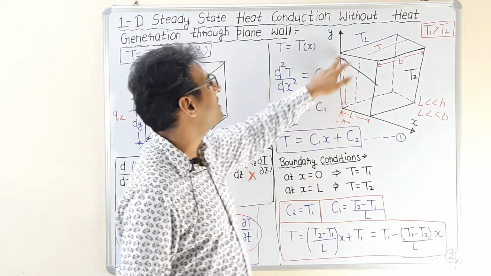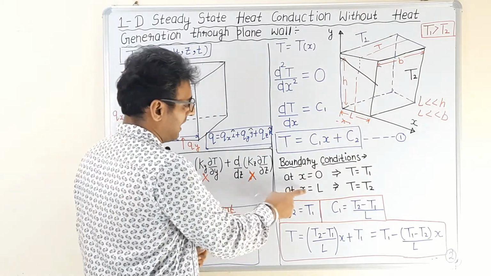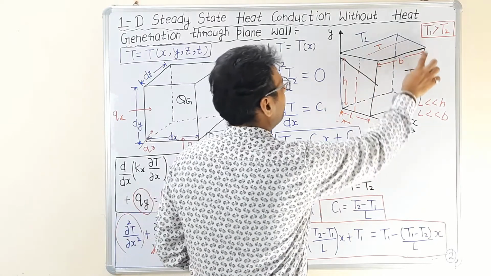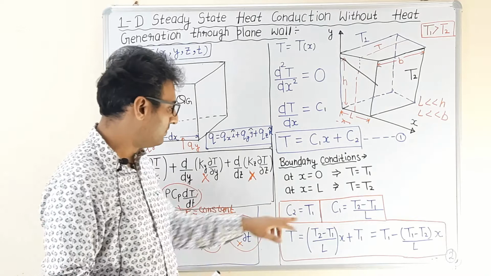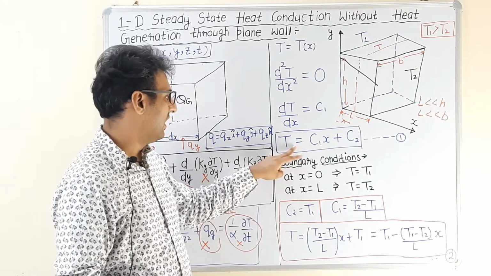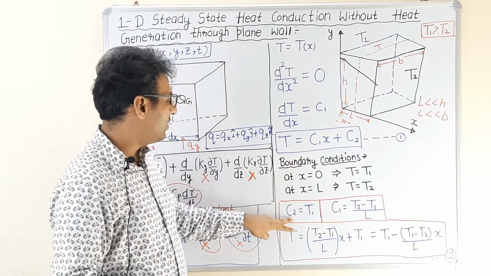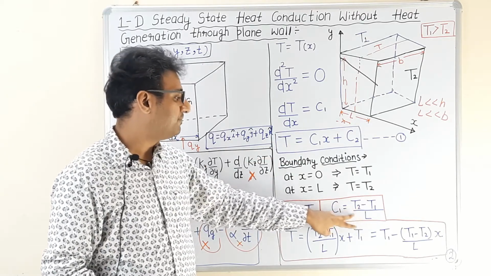The temperature of this phase is T1, and the second boundary condition shows that at x equal to L, T is equal to T2. The temperature of this cross section is T2. Now substitute this value in equation number 1. We will get the value of the constants: C2 as T1 and C1 as (T2 minus T1) upon L.